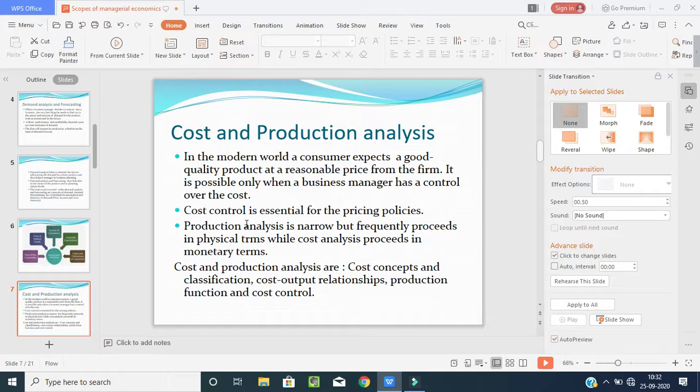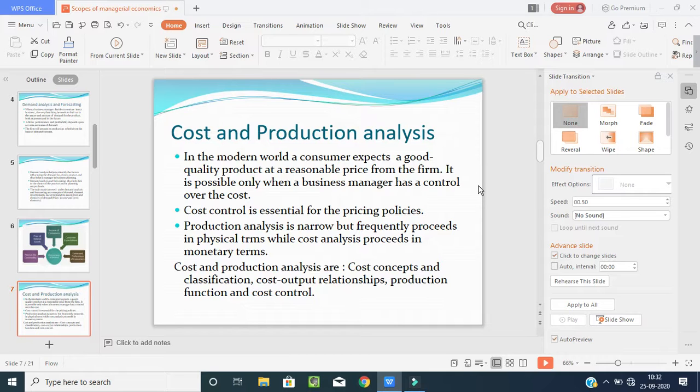Now see here on the screen, it has been mentioned clearly that in the modern world, a consumer expects a good quality product at a reasonable price from the firm. That means the consumer is expecting the best quality of goods at a reasonable price. In normal parlance, we can say good quality with cheap cost. Now, it is possible only when a business manager has control over the cost. If the business manager has control over the cost, he can bring this philosophy into the business.